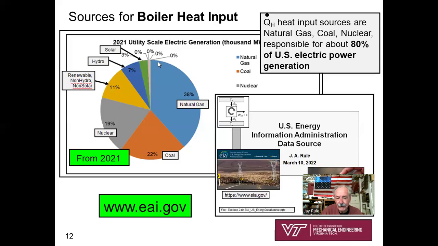But then there are other small amounts of sources of electric power. So obviously hydropower would be kind of like Smith Mountain Lake. But the point I'm trying to make is that at least in 2021, the heat input sources for electric power plants is about 80%. So natural gas, coal, and nuclear are responsible for about 80% of U.S. electric power generation. So anyway, those are the facts.